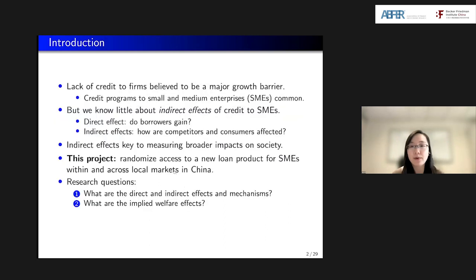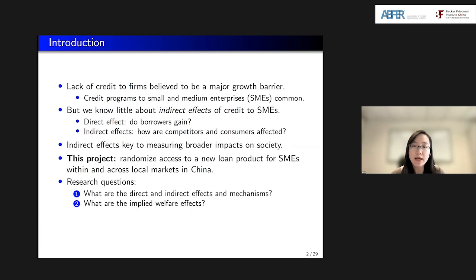But although there's a growing number of evaluations looking at the impact of such credit programs, most of those studies focus on estimating the direct effects, like whether borrowers gained from improved access to credit. But such credit programs may also have important indirect effects on peer firms and consumers. For example, the growth of borrowers might come at the expense of their competitors, and credit can also affect consumers if borrowing firms manage to improve their product quality and prices. And understanding such indirect effects could be key to measuring broader policy impacts on society.